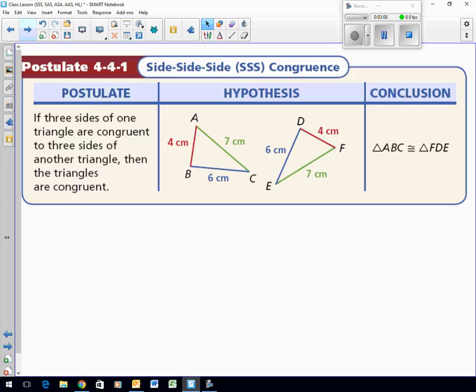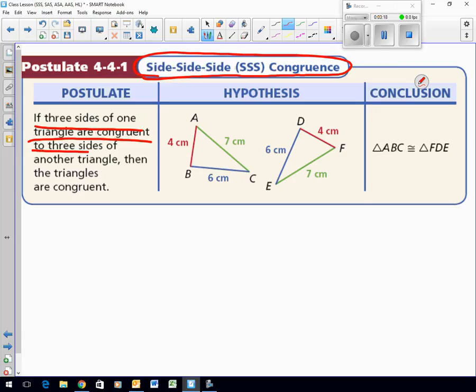The first postulate that we're going to talk about: side, side, side congruence postulate. Write down our definitions. Make sure that you write down all the stuff I've got circled or underlined. My side, side, side congruence postulate says if 3 sides of one triangle are congruent to 3 sides of another triangle, then the triangles are congruent.